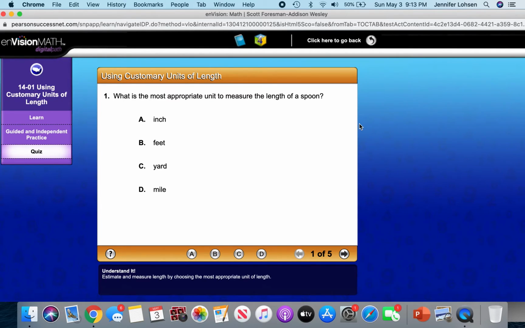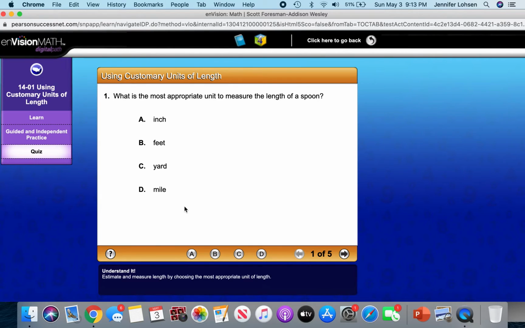Our first question says, what is the most appropriate unit to measure the length of a spoon? So they are talking about that normal spoon that you would have in your kitchen that you would eat your bowl of cereal with, your yogurt, your ice cream if you're like me and Winston. And we want to think about the length of that. So visualize a spoon in your head and ask yourself, which one of these units do you think would be the most appropriate to measure the length of a spoon? An inch, a foot, a yard, or a mile?